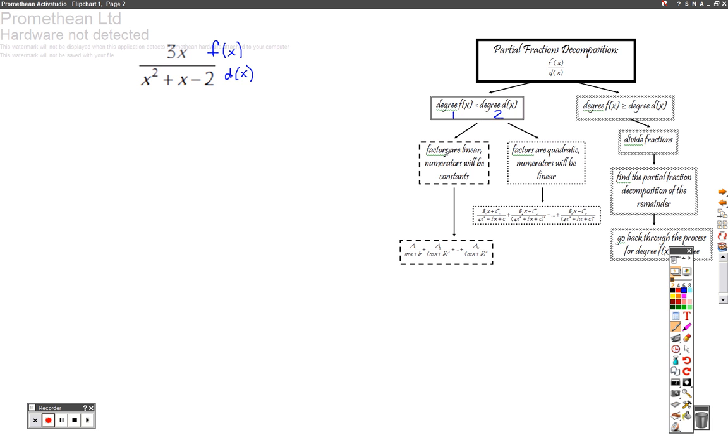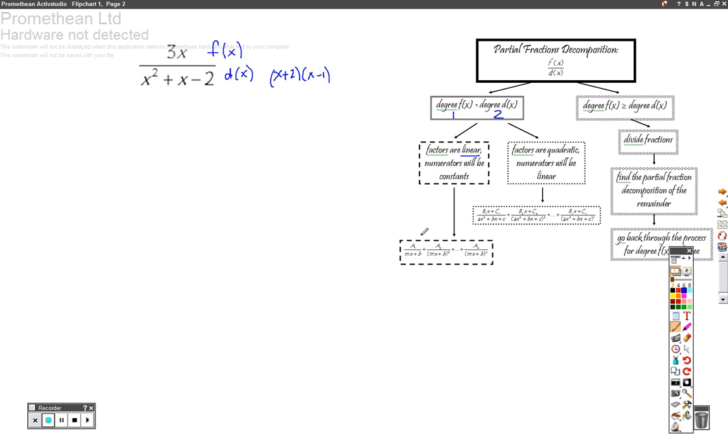So now I'm going to look, are my factors linear or quadratic? Well, when we talk about the factors, we're talking about the factors of the denominator. So the factors of the denominator, when I factor this, is x plus 2 and x minus 1. If you remember, that is the common denominator of the one before. So my factors are linear, meaning if I were to graph x plus 2, that would be a straight line. If I were to graph x minus 1, that would be a straight line.